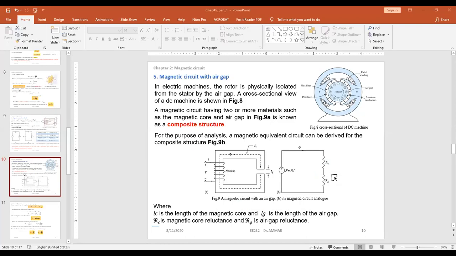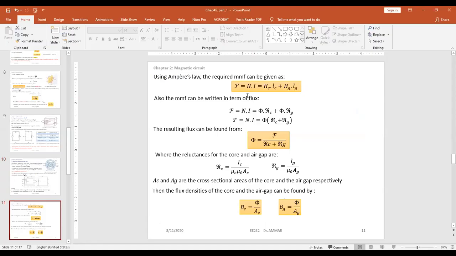And we can also use this expression. Maybe in the recitation I gave you a core where the cross section is the same. Each side has its own reluctance. Okay. Let's see now the next slide.